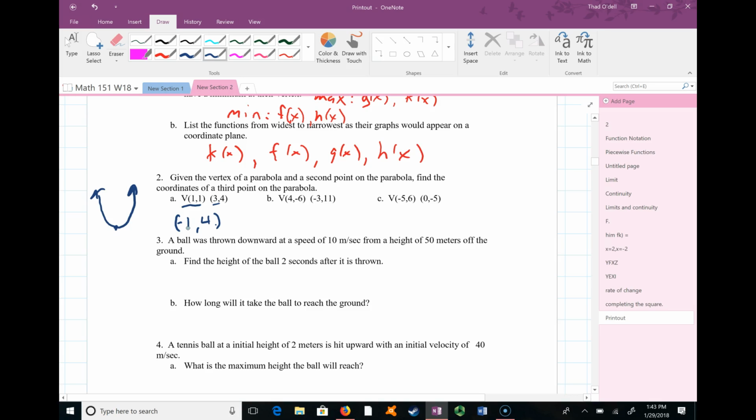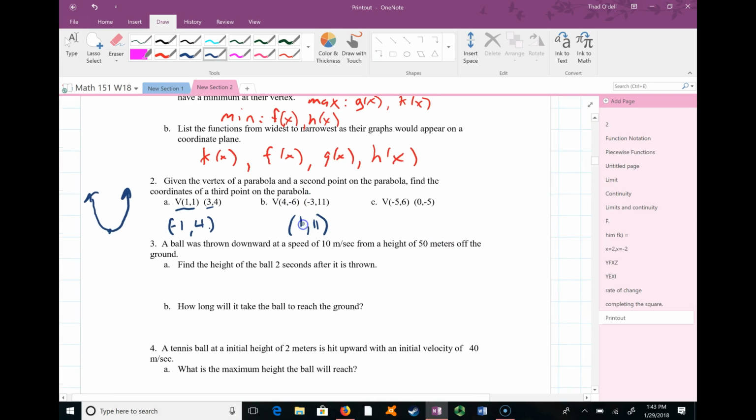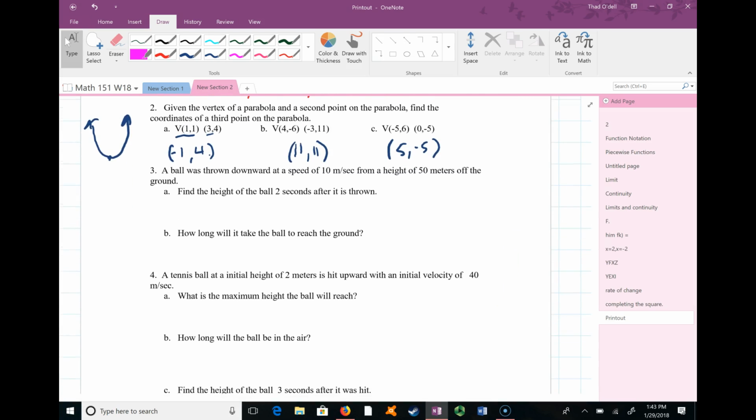Part B, we do the same thing again here, going over. I know my point's going to be 11 as my y-coordinate. And since this is 7 to the left of the vertex, I have to go 7 to the right, so 4 plus 7 would be 11. I went ahead and finished off that third one off the camera.